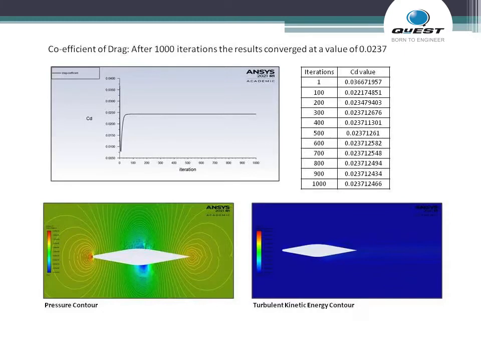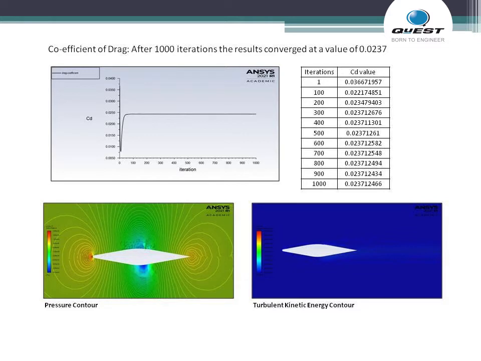Similarly, the coefficient of drag converges at a value of 0.0237 after 1000 iterations, and the variation in CD with respect to the number of iterations can be seen from the table. Here we also have the pressure contour as well as the turbulent kinetic energy contour of the airfoil, and from the turbulent kinetic energy contour we can see that there is a very minimal amount of turbulence over the airfoil surface, representing an overall smooth flow over the airfoil.